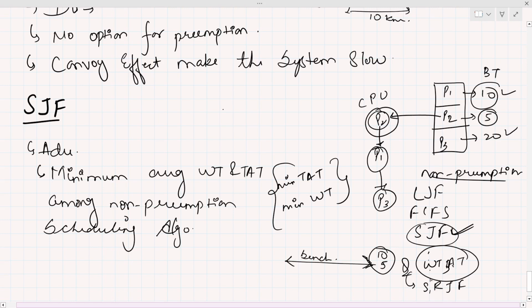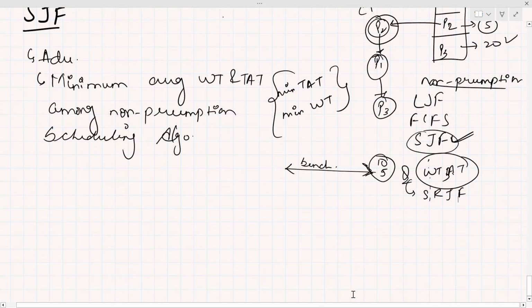When we talk about who gives us the minimum TAT and WT among all the scheduling algorithms, it is SRTF, shortest remaining time first. But if we talk about non-preemptive, then SJF is the one that gives us the minimum TAT and WT for a non-preemptive algorithm. This is the advantage of SJF.